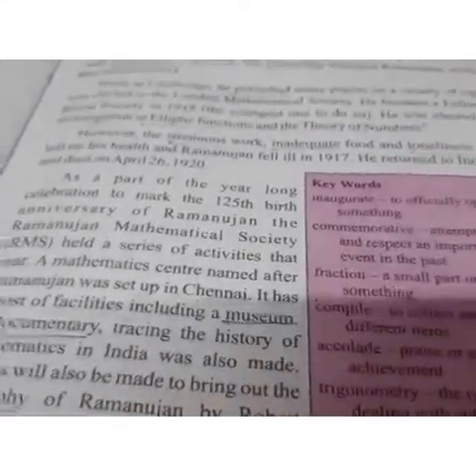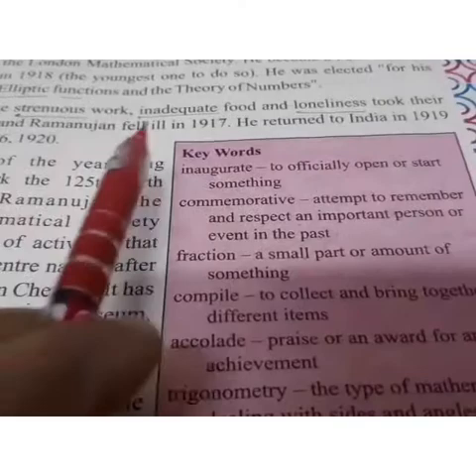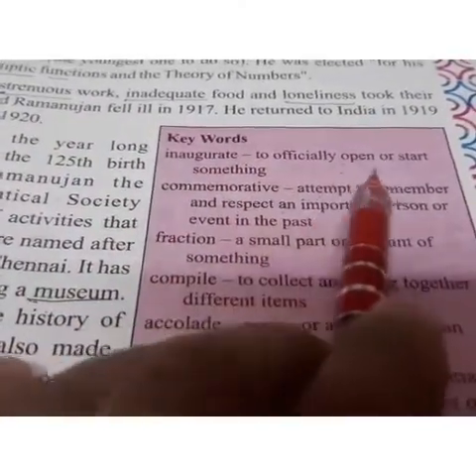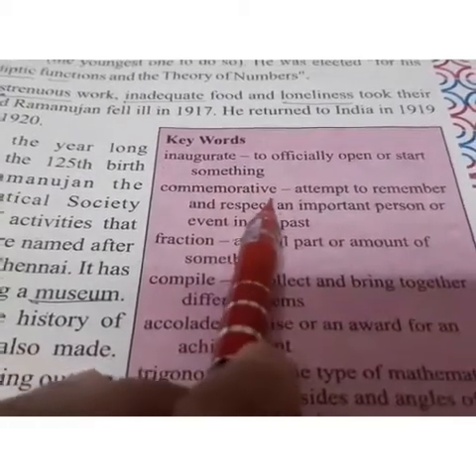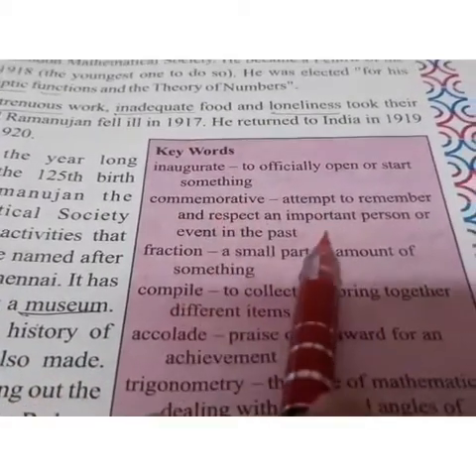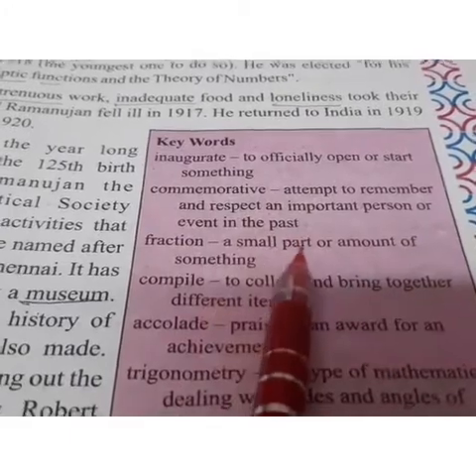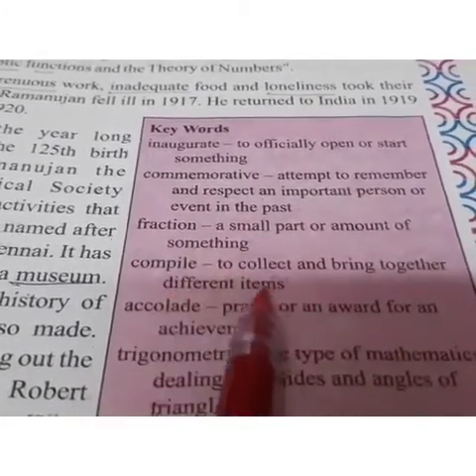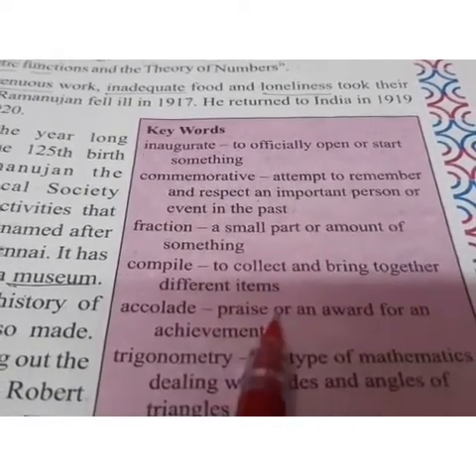Now, dear children, there are some hard words and keywords also. First, we'll look at the keywords, which are your word meanings. Inaugurate, to officially open or start something. Commemorative, an attempt to remember and respect an important person or event in the past. Fraction, a small part or amount of something. Compile, to collect and bring together different items.